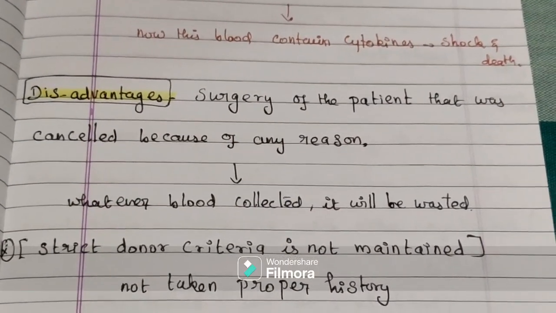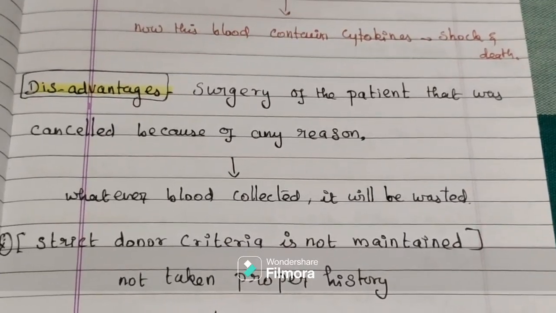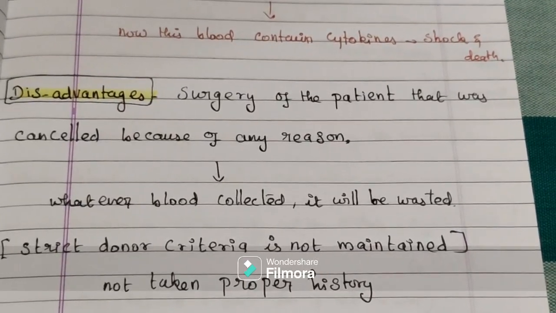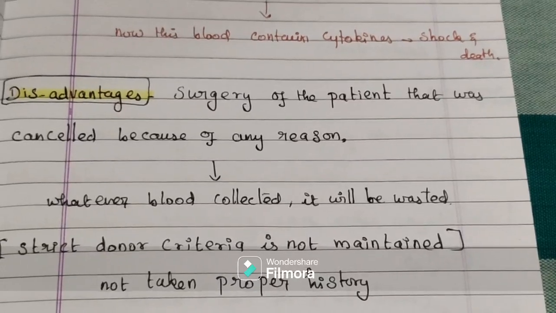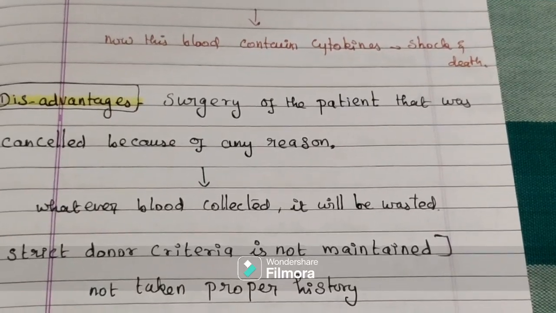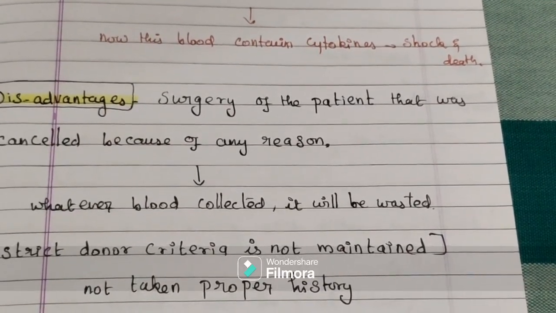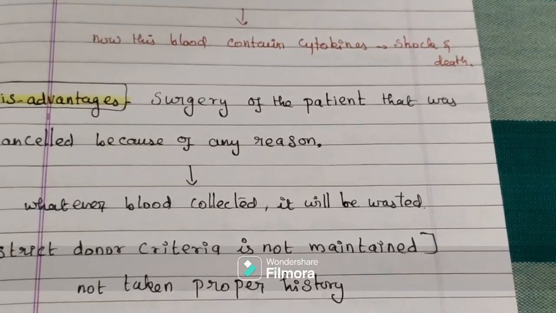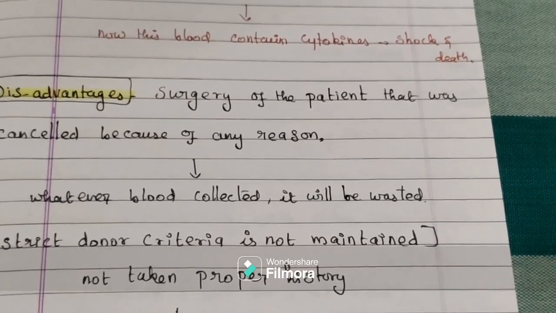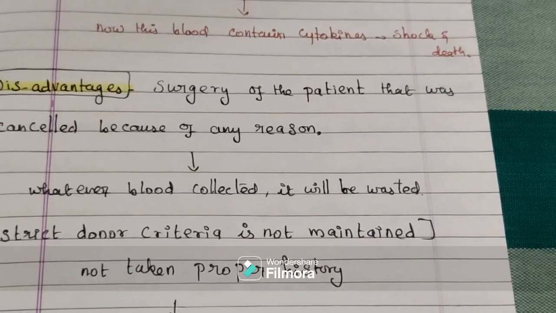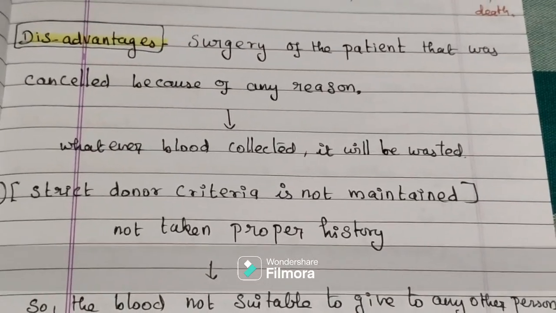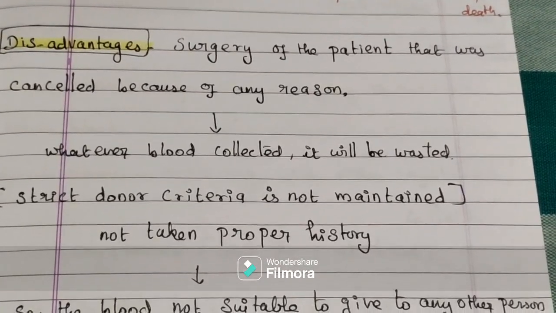What are the disadvantages? If the surgery of that patient that was scheduled is cancelled for any reason, whatever blood was collected will be wasted. Why? Because when we take blood from a person and it has to be given to the same person, we don't follow the strict donor criteria. So donor criteria is not maintained, we don't take proper history, we don't take all the relevant history. So that blood is not suitable to give to any other person and has to be thrown out.